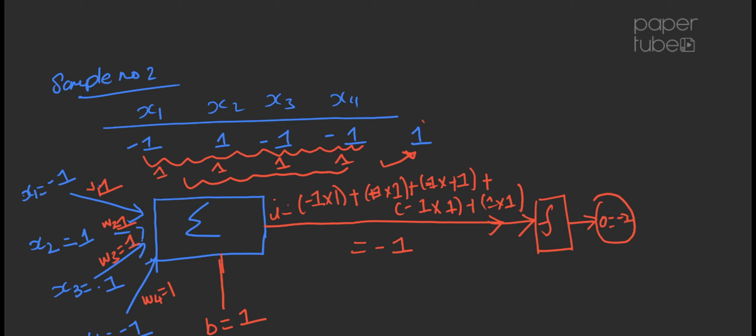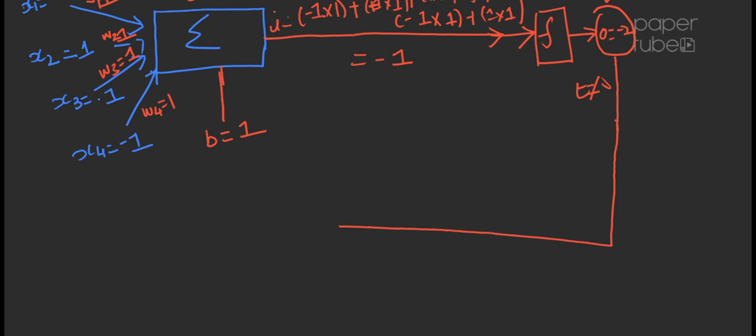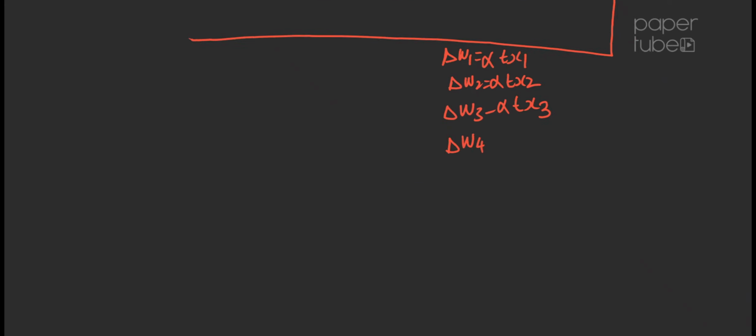And if you compare it with the target t value, which is here, follow the arrow, so t is equal to 1. So obviously t is not equal to your net output, which means you have to adjust the weight again, so you have to calculate the change in weights, which is delta w1 equal to alpha t x1, delta w2 equal to alpha t x2, delta w3 equal to alpha t x3, and delta w4, that's equal to alpha t x4.